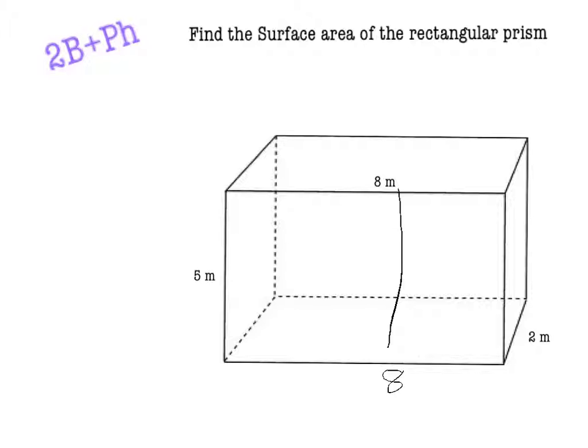To find the area of the base, we multiply 8 times 2, and we would get 16. Now we have to do 16 times 2, as noted here, and we get 32 as this part of our answer.